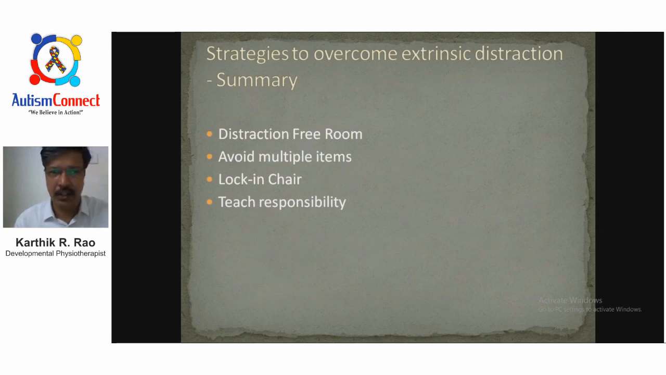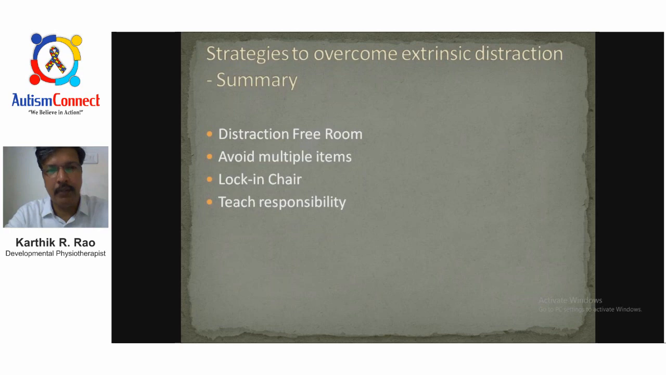So the strategies to overcome extrinsic distraction would be a distraction-free room, first of all, so that you do not have a visual field which gives you too much information, and avoid multiple items within a task. A locking chair is very helpful. And finally, teach responsibilities. Do not be overprotective or overhelp a child so that he doesn't take responsibility for his own life. You might be able to do it now, but what about 5 years down the line or 10 years down the line? At some point of time, you will feel for that.